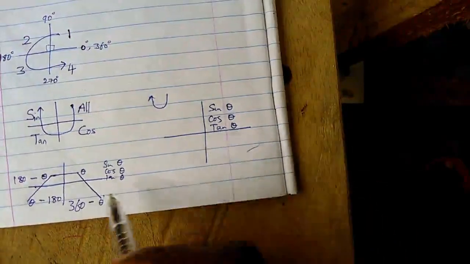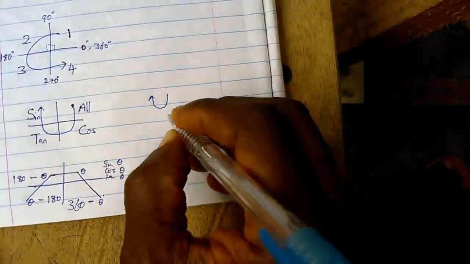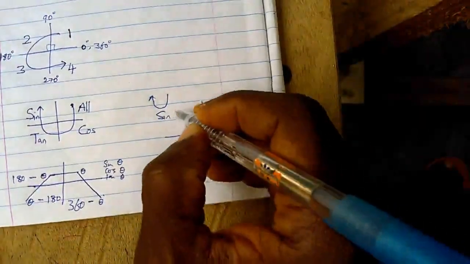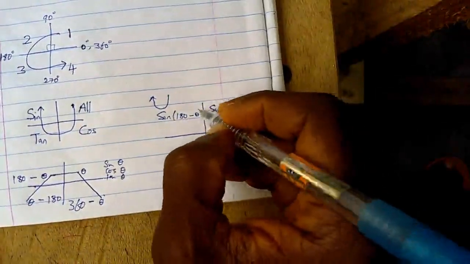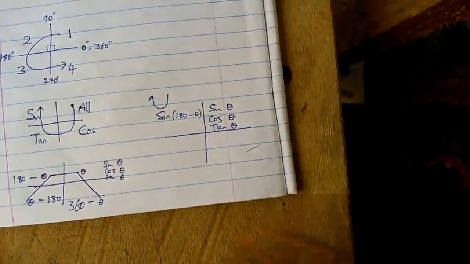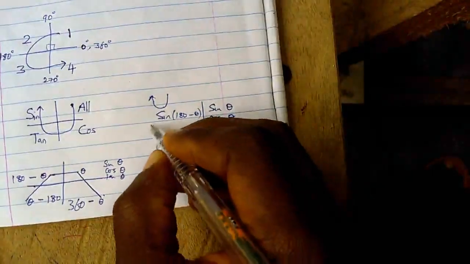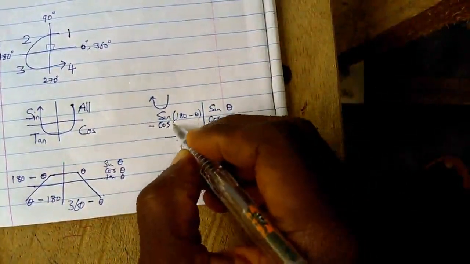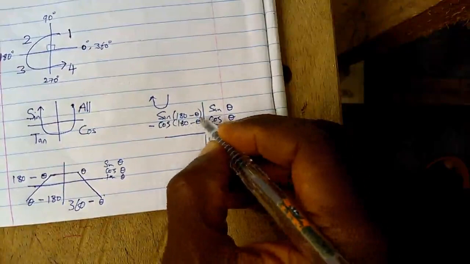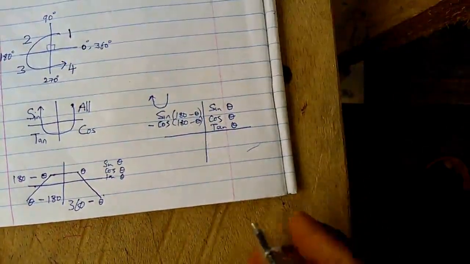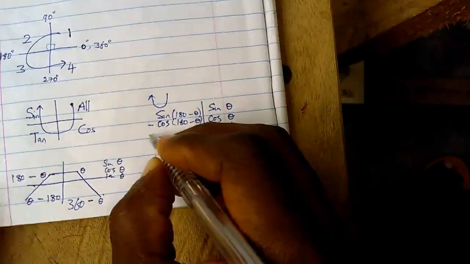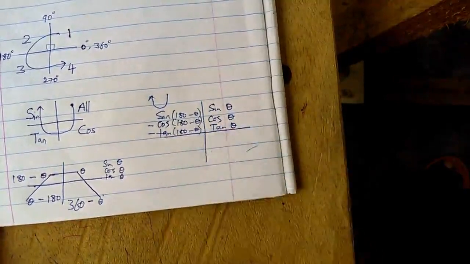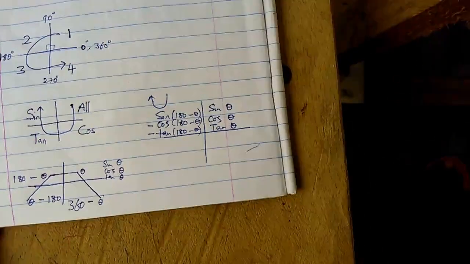Now, in this other quadrant, only sine is positive. So, you have sine, and you are going to have 180 minus theta. Then the next one is, others are negative. So, you have minus cos of 180 minus theta. Now, the last one is going to be minus tan of 180 minus theta.